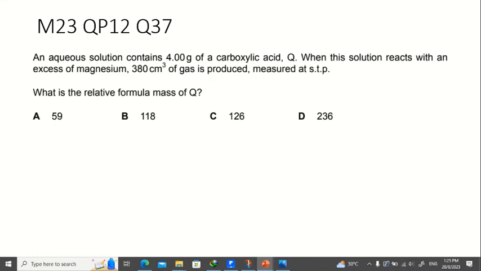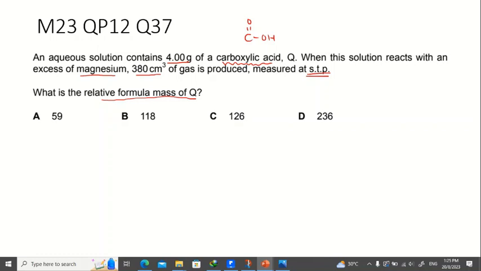Now this is a question where we're supposed to find the relative formula mass of Q. So what is Q? Q is a carboxylic acid. That means the functional group is COOH, right? We use an aqueous solution containing 4 grams of Q. When this solution reacts with excess magnesium, then 380 centimeter cube of gas is produced, measured at STP, right?